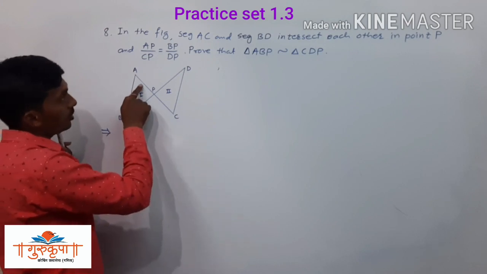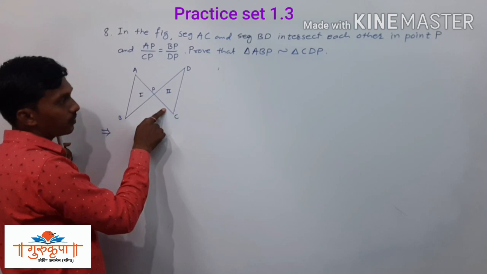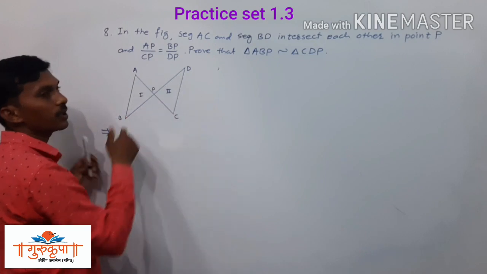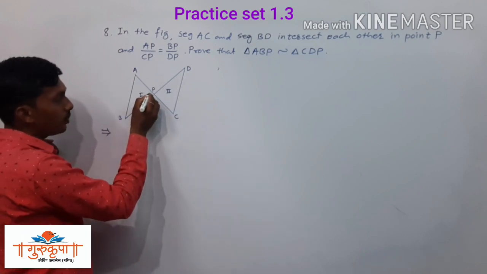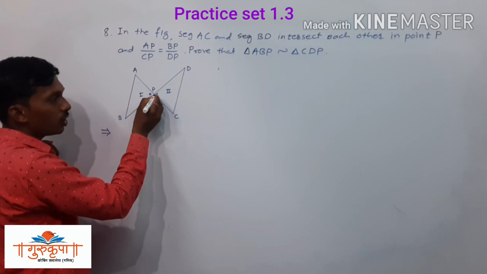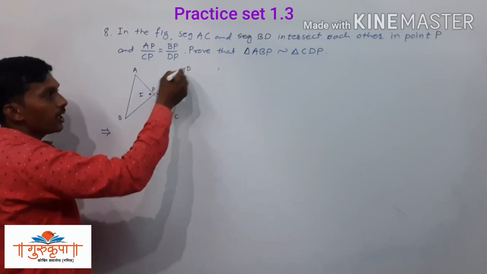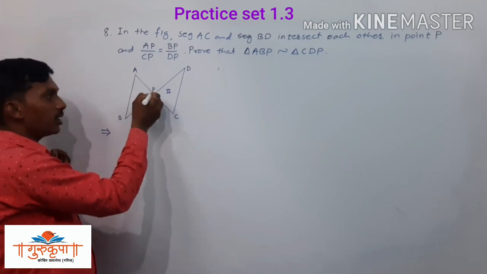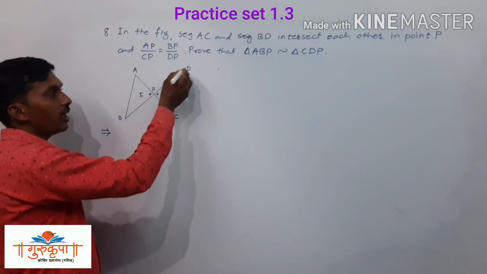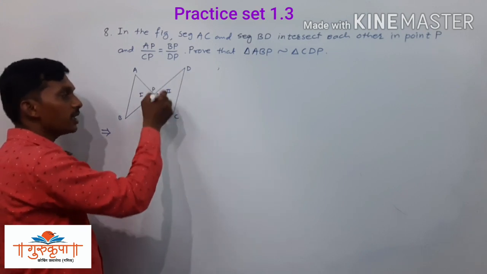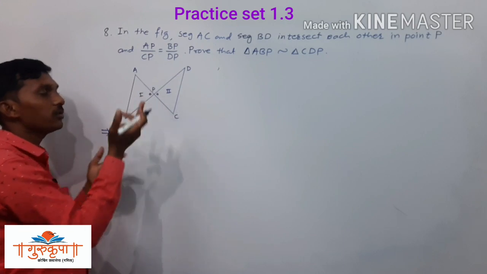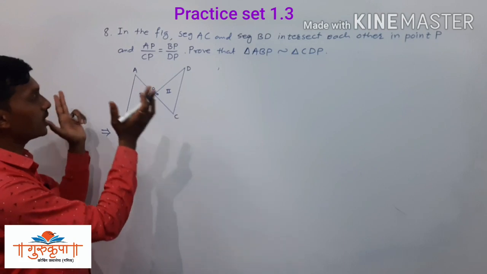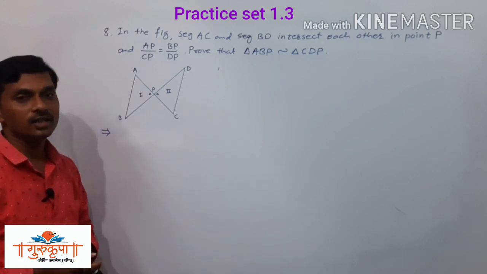Here AP proportionally divides CP, and BP proportionally divides DP. And the angle included by AP and BP is congruent with the angle included by CP and DP. Here the angle included by AP and BP is angle APB, and the angle included by DP and CP is angle CPD. Both the angles are congruent with each other. The reason is vertically opposite angles. So both the triangles are similar to each other by side angle side test.